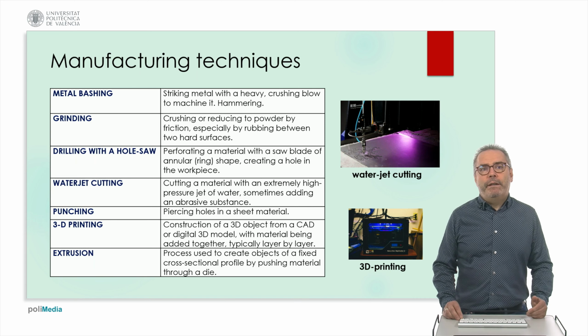3D printing is very common nowadays and very fashionable as well, and it implies the construction of 3D objects from a CAD or digital 3D model, with materials being added together in layers. Extrusion, finally, is a process used to create objects of a fixed cross-sectional profile by pushing materials through a die in order to give it the corresponding or the appropriate shape. Here we have some pictures of two of the most common manufacturing techniques: water jet cutting and 3D printing.